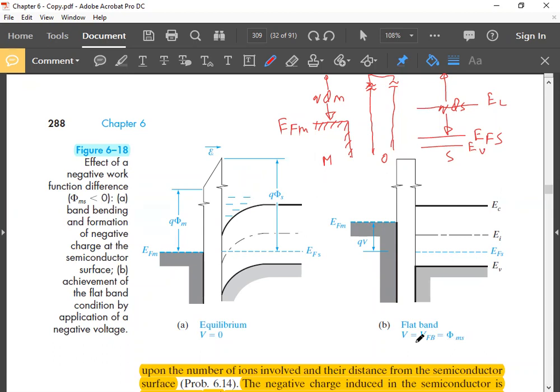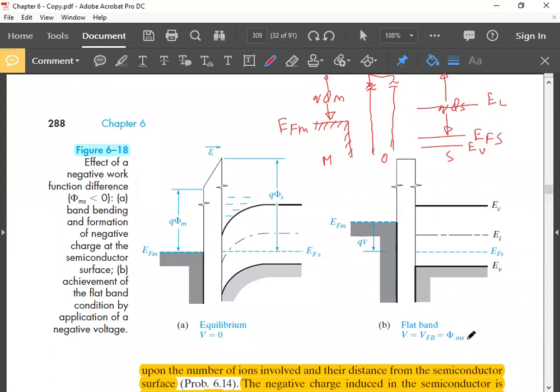Understood? And one interesting thing here: the total band bending here is how much? Q phi ms. This is the total band bending. So the applied voltage, if you apply phi ms, these energies will go down by phi ms. So this gap between the Fermi levels is QV, where V is phi ms.